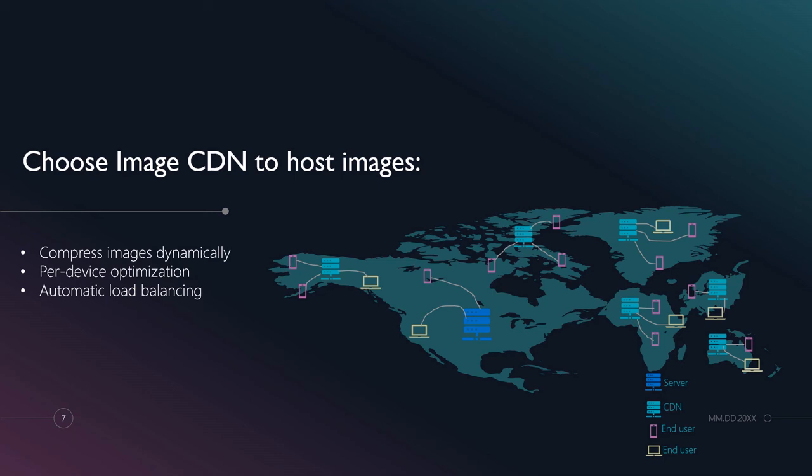So the image CDN has features like per-device optimization, and it dynamically compresses the images. And also, if your main server is down, the website still runs on the CDN, and the user gets the necessary information from the nearest cached version on the CDN.